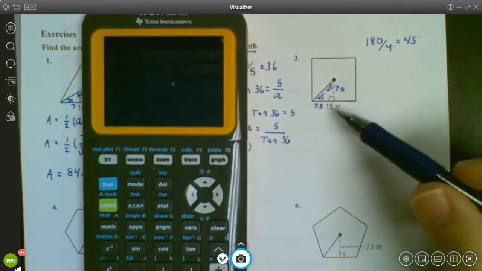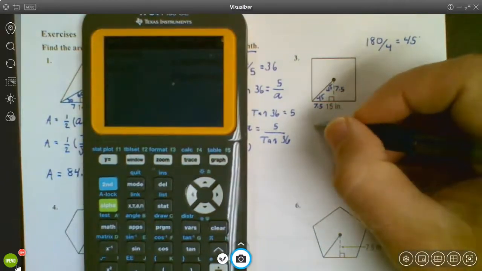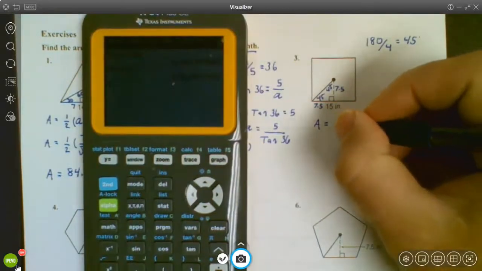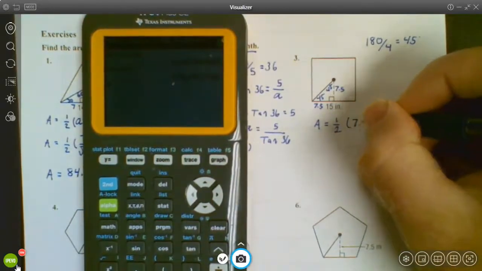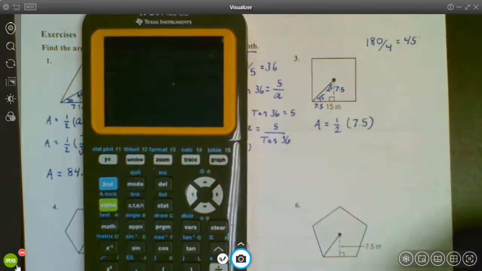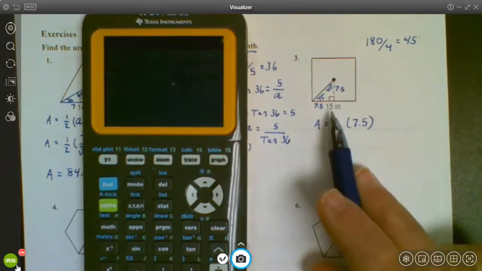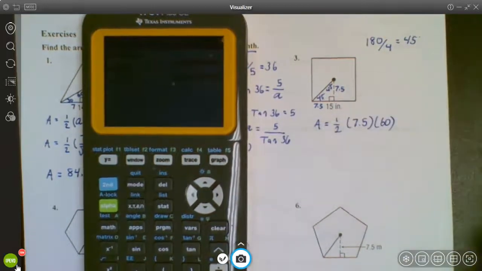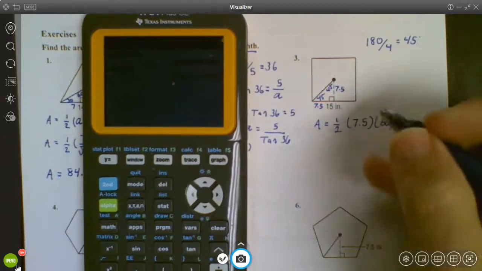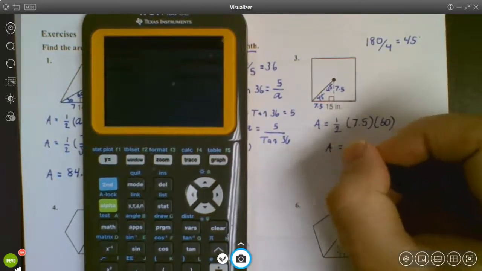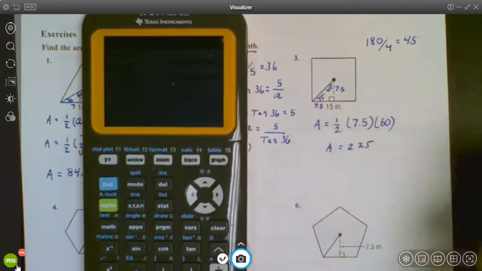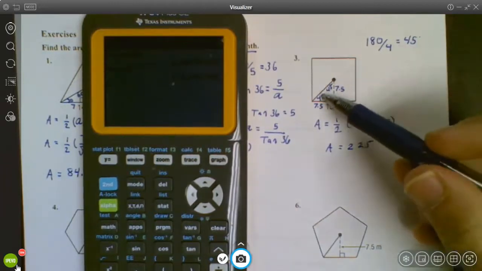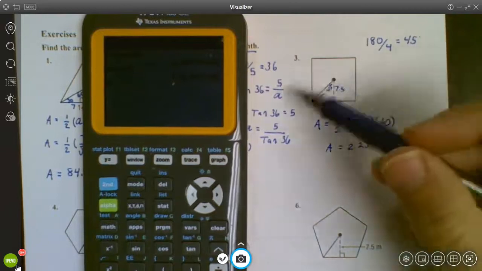So yes, I could do 15 times 15. I could also use the formula that I have now, which is my 1/2 AP. So my apothem is 7.5. And my perimeter, if I did 4 times 15, would be 60. So you do have some options on how you want to approach this. So I already know the answer is going to be 225. But I just wanted to point out that the square does create a 45, 45, 90 triangle, and sometimes you might have to work with that.